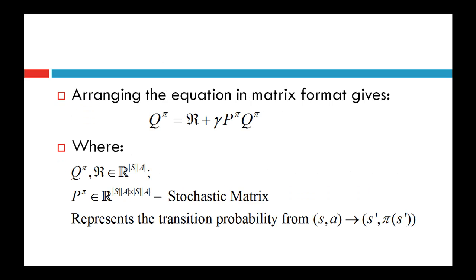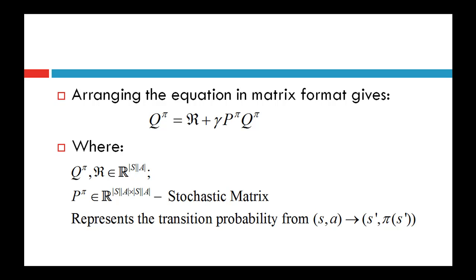Arranging these equations in matrix form gives us Q_pi equals R plus gamma times P_pi times Q_pi, where P_pi is a stochastic matrix or the transition matrix. Here Q_pi and R are column vectors of length |S| times |A|, that is, the set of all possible state action pairs, and P_pi is a stochastic matrix or transition matrix of dimension |S||A| by |S||A|.